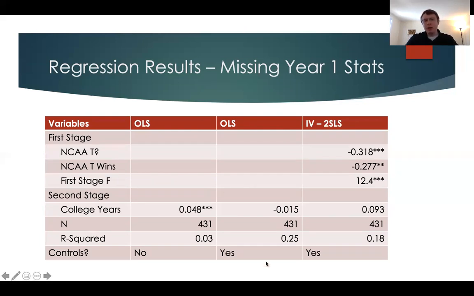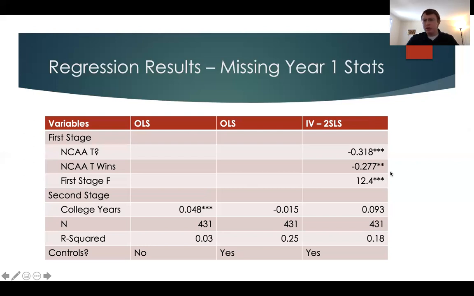However, that effect disappears when I add control variables. And I'm controlling for the number of their draft pick, their freshman year stats, and their height. And once we control really for draft pick here, those who spent additional years in college are not any less likely statistically to be missing their year 1 stats.